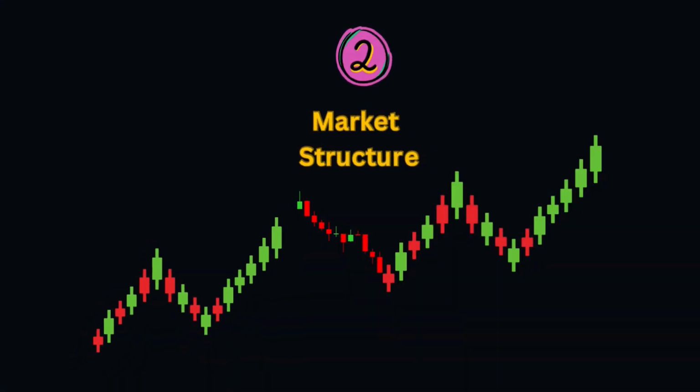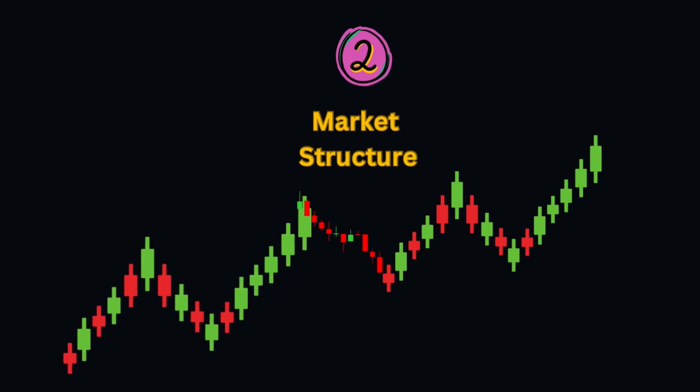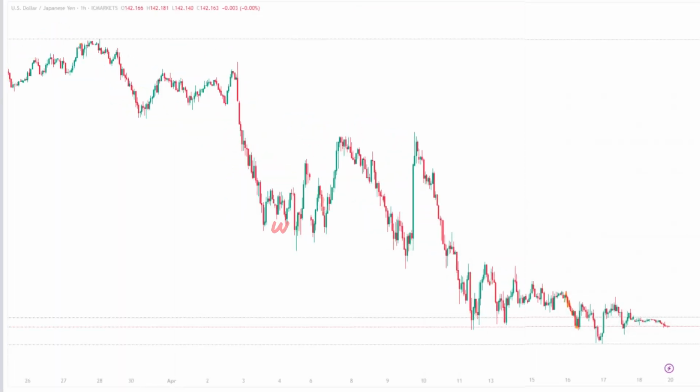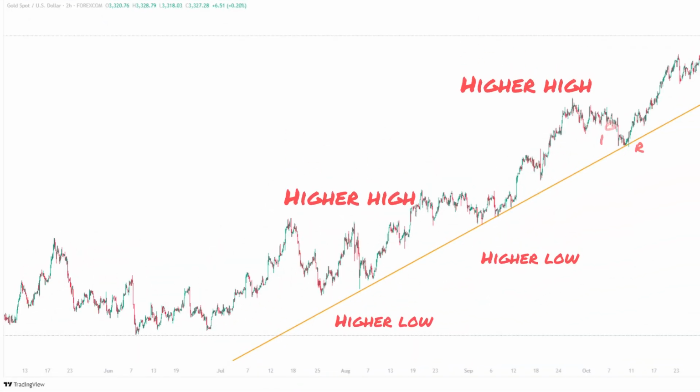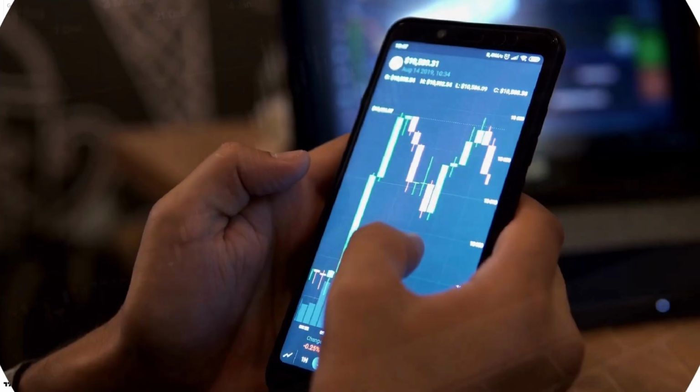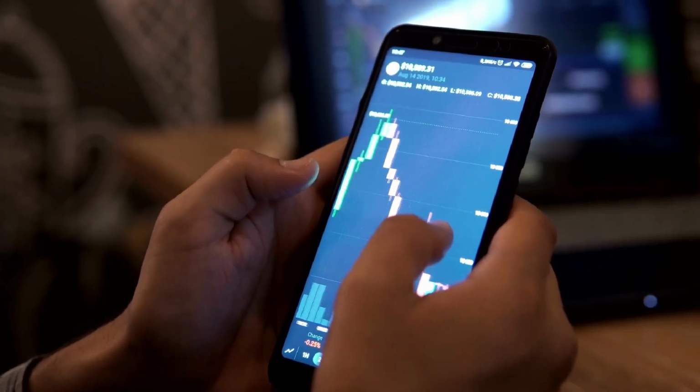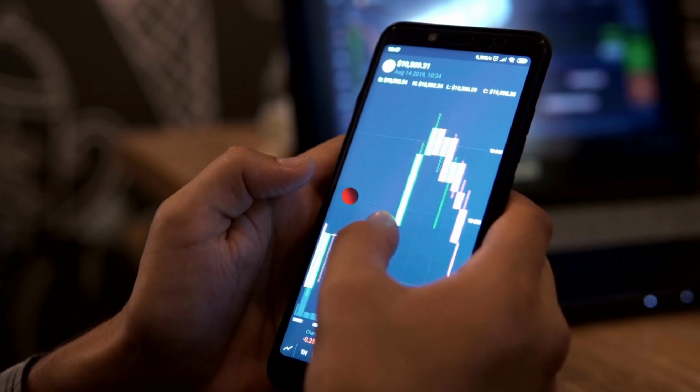Subsection number 2 is focusing on market structure. We want to see price creating lower lows and lower highs for a downtrend and higher highs and higher lows for an uptrend. So we want to use structure to avoid trading against the trend. Remember, the trend is your friend.